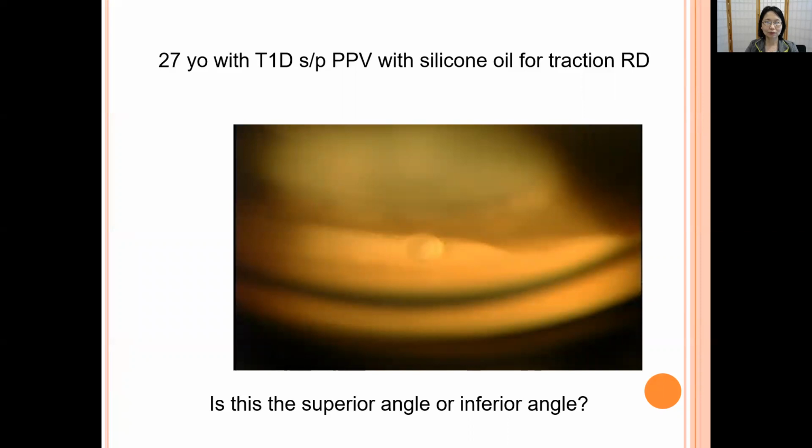Here's a 27-year-old with type 1 diabetes who had pars plana vitrectomy with silicone oil for tractional RD. You see this round structure here, and the question is, what is it? And are we looking at the superior angle or inferior angle? The answer is you're looking at the superior angle, and this is probably silicone oil that has traveled forward to the anterior chamber, and remember oil floats, so it's at the top of the eye.